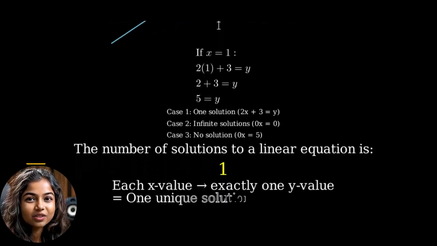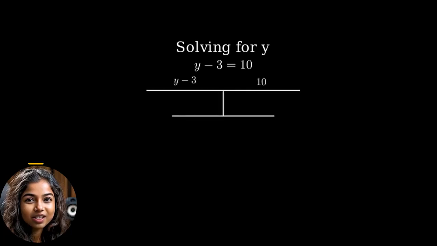Remember, this is because each x value in a linear equation. Let's solve this equation step by step. Our goal is to isolate y on one side of the equation. Here's our initial equation: y minus 3 equals 10. To solve for y, we need to get rid of the minus 3 term on the left side.